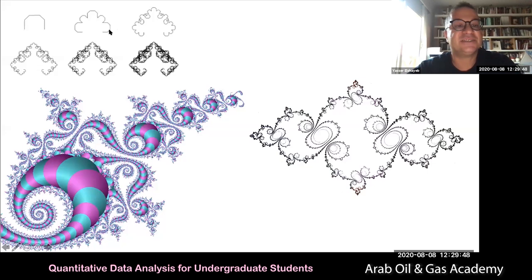And then for every line, you repeat the same pattern. So you substitute the line with the same pattern again. And then at the end, you find something like this. This is the same pattern all over and over and over again. It's a way, again, to simulate nature.